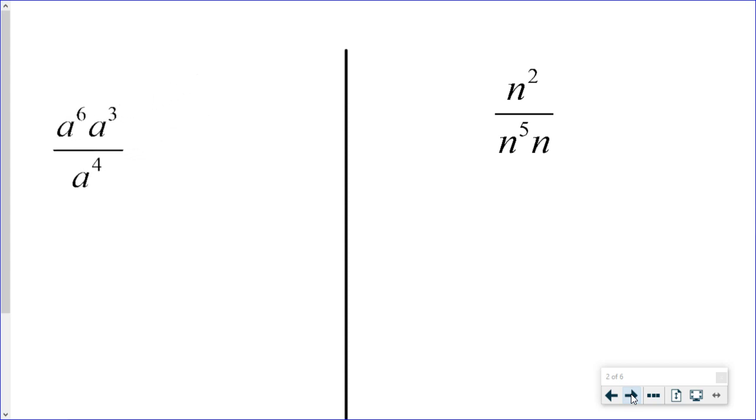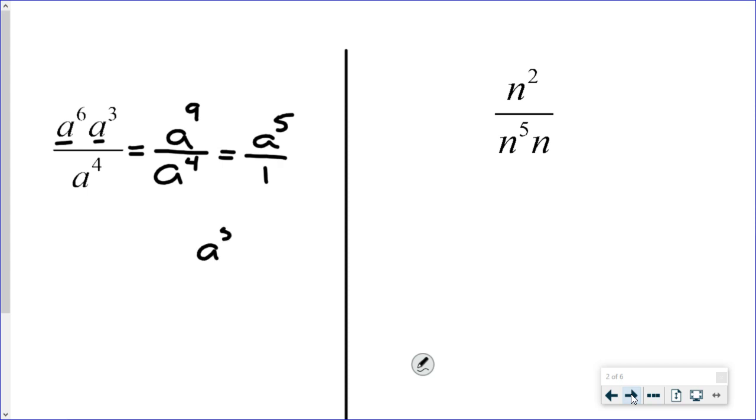Now, typically what I do is I say, okay, we're writing things side by side. So first things first, do you see same bases, adding the exponents? 6 plus 3 is 9, so it's a to the 9th over a to the 4th. Now, where's the bigger exponent? On the top. Subtract 9 and 4. Everything else is gone, so you put a 1. But my final answer is really just a to the 5th.